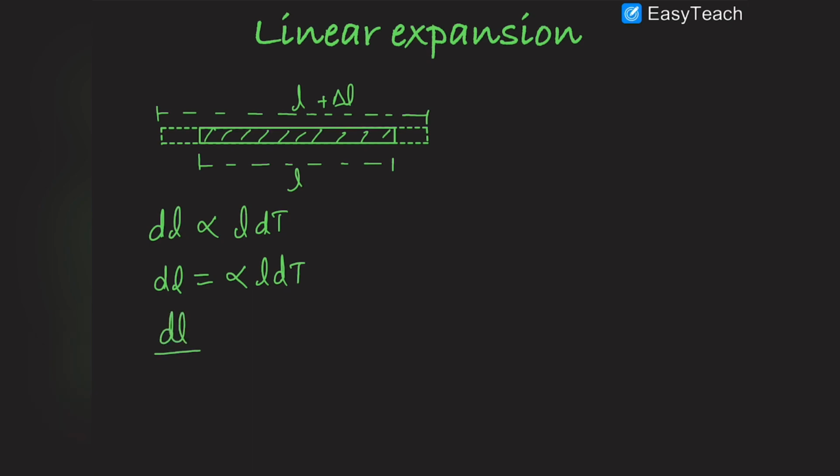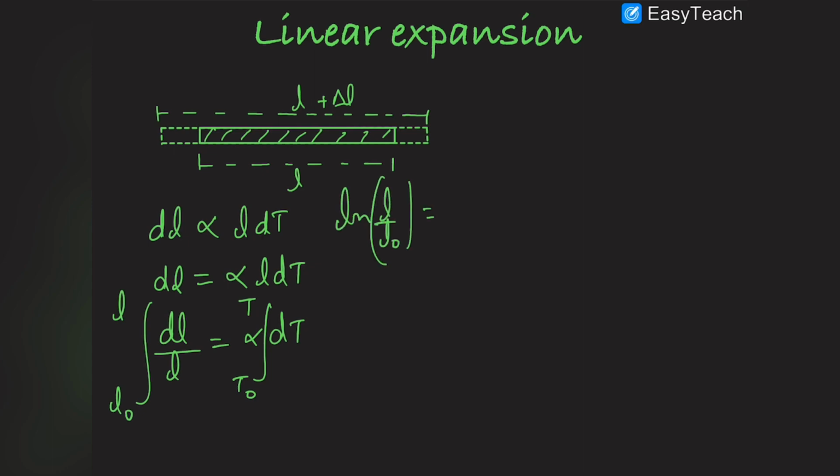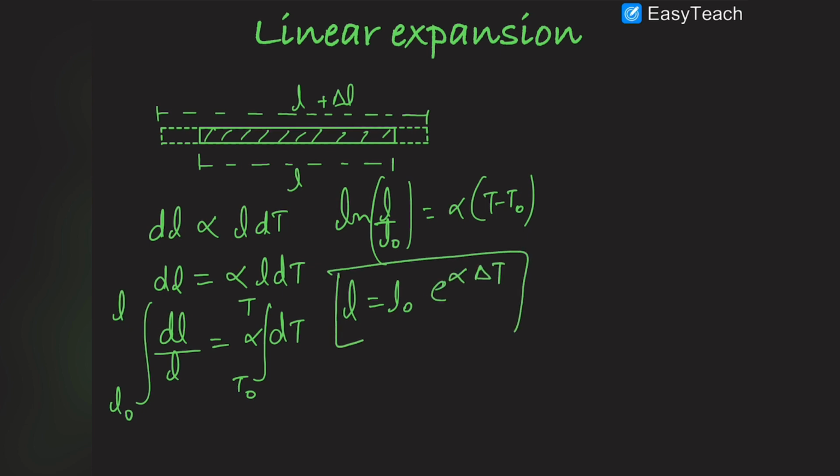So dL upon L is equal to alpha dT, and integrating, the limit of L would be from L naught to L, and the limit of T would be from T naught to T. So this is ln of L by L naught equal to alpha into T minus T naught, which we can call delta T. So L is equal to L naught e to the power alpha delta T. This is the formula for linear expansion.